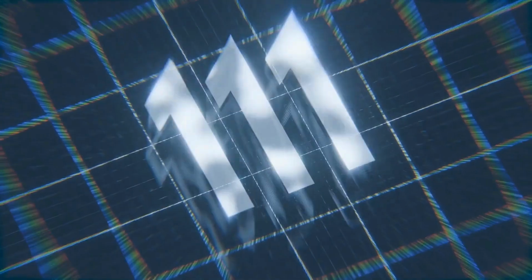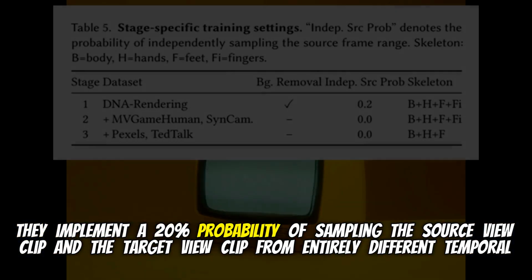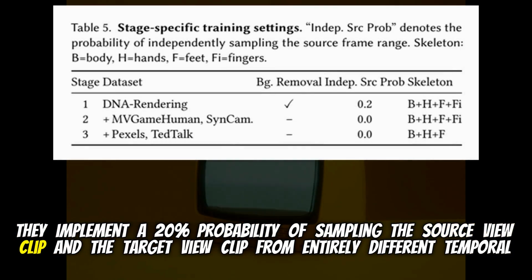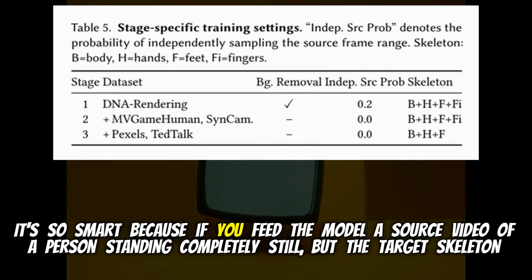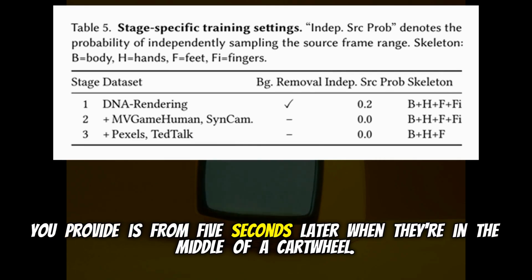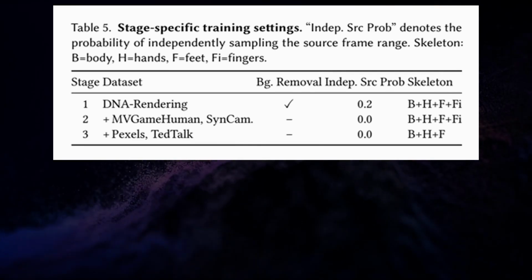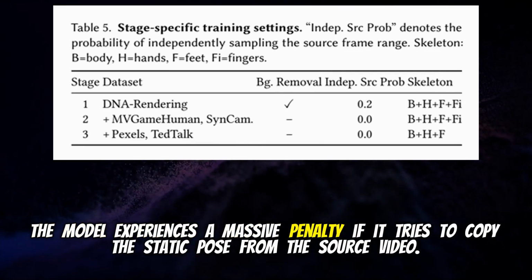And the researchers pull a brilliant regularization trick in Stage 1 to force the model to decouple pose from appearance. They implement a 20% probability of sampling the source view clip and the target view clip from entirely different temporal windows within the same video. It's so smart, because if you feed the model a source video of a person standing completely still, but the target skeleton you provide is from 5 seconds later when they're in the middle of a cartwheel, the model experiences a massive penalty if it tries to copy the static pose from the source video.